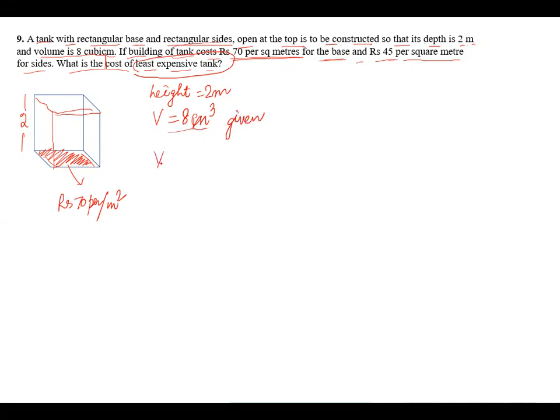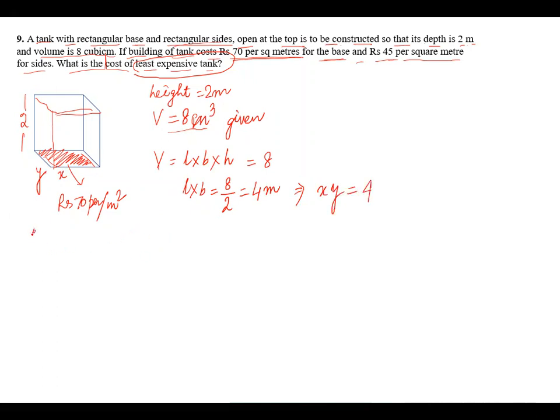And volume, you know, will be length into breadth into height. Height is also given here, 2 meter. So 8 is given. That means length into breadth is equal to 8 by 2, that will be 4 meter square. Now this length, I'm taking as x and breadth as y. So this gives you x into y is equal to 4.